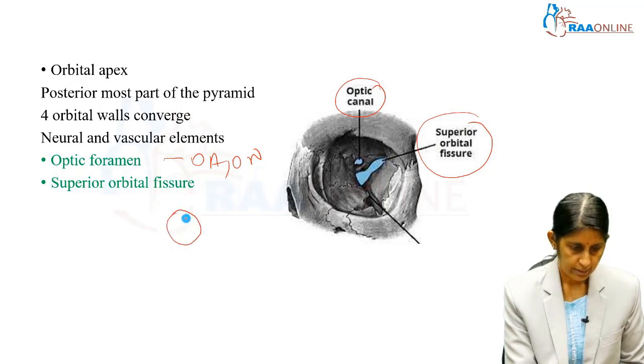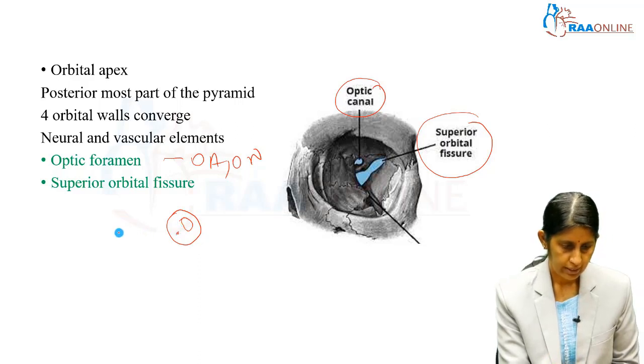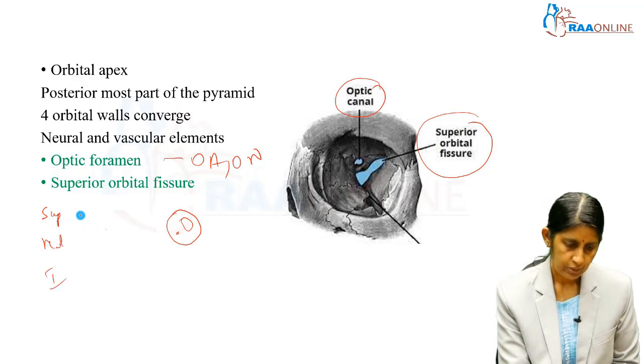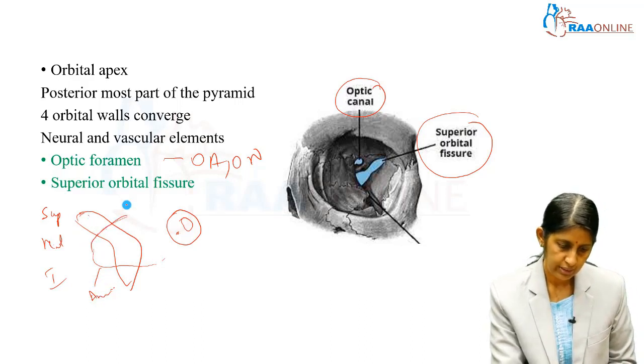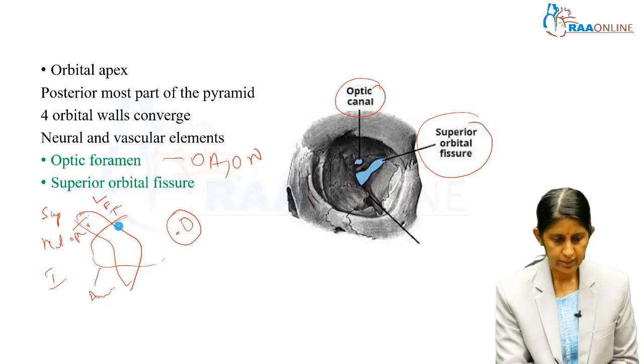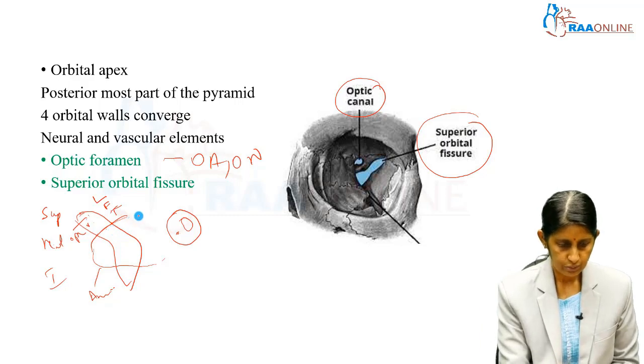The superior portion contains the lacrimal, frontal and trochlear nerves, and the superior ophthalmic vein. So the vein is also present here, whereas the middle portion contains the superior and inferior divisions of the oculomotor nerve, the third nerve. And you also have the nasociliary nerve, the abducent nerve, and the sympathetic plexus. All these structures are housed within the central portion, and the inferior portion contains the inferior ophthalmic vein.